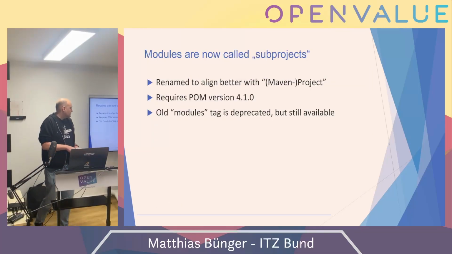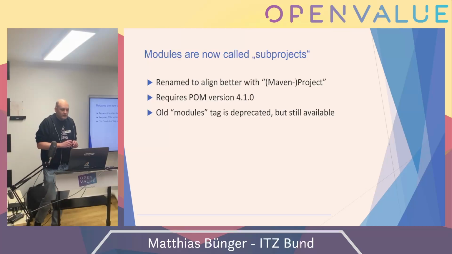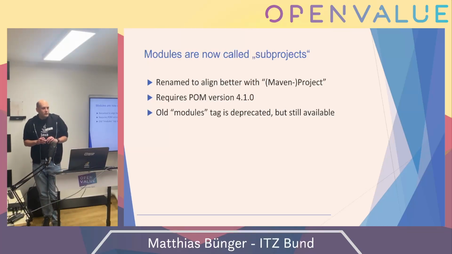And with Maven 4, model version 4.1 is introduced. We have one changed name element. Modules, as you know them, are now called subprojects. The story about this is it was never clearly defined what modules are. And if you talk to your colleagues or your friends, I have a module in my system or in my artifact. Is it a logical module?